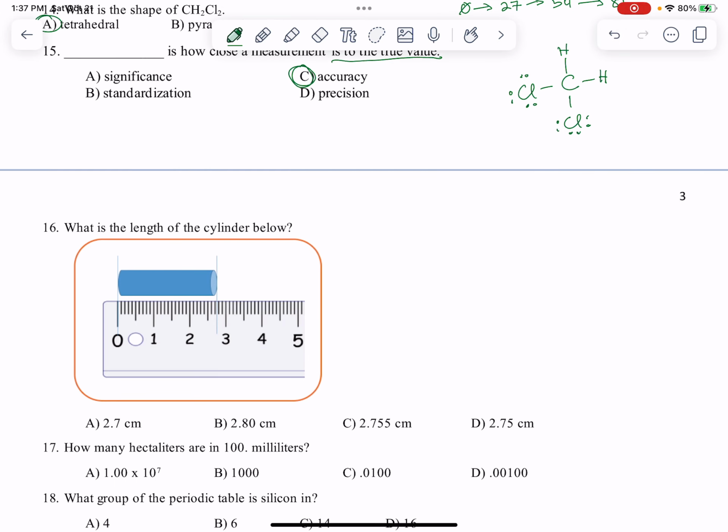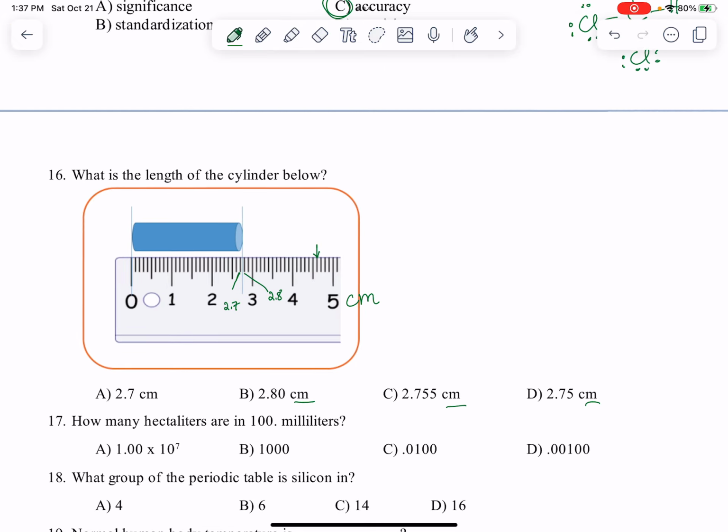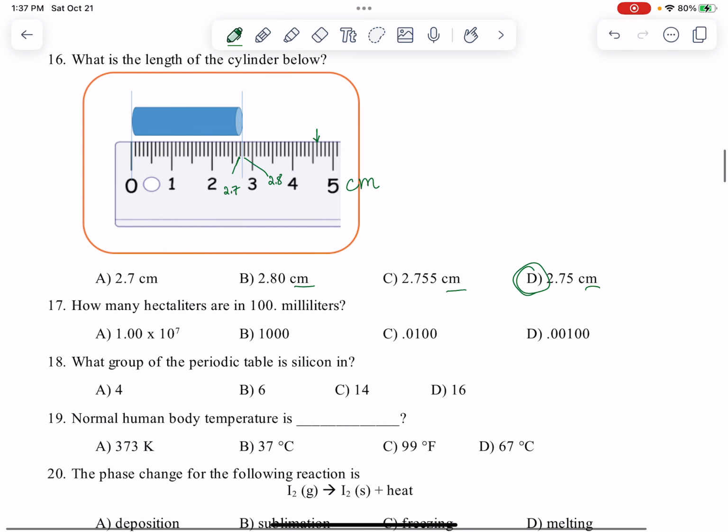16, what is the length of the cylinder below? This is reading our centimeter ruler. Remember, this is in centimeters, and we're not trying to trick you there, but it's how many decimal places. Each one of the marks on the cylinder is the ones place, and so in between the mark would be a second decimal, and it looks like here I am between the 2.7 and the 2.8, and so the best answer here is 2.75, giving me that second decimal in between the markings.